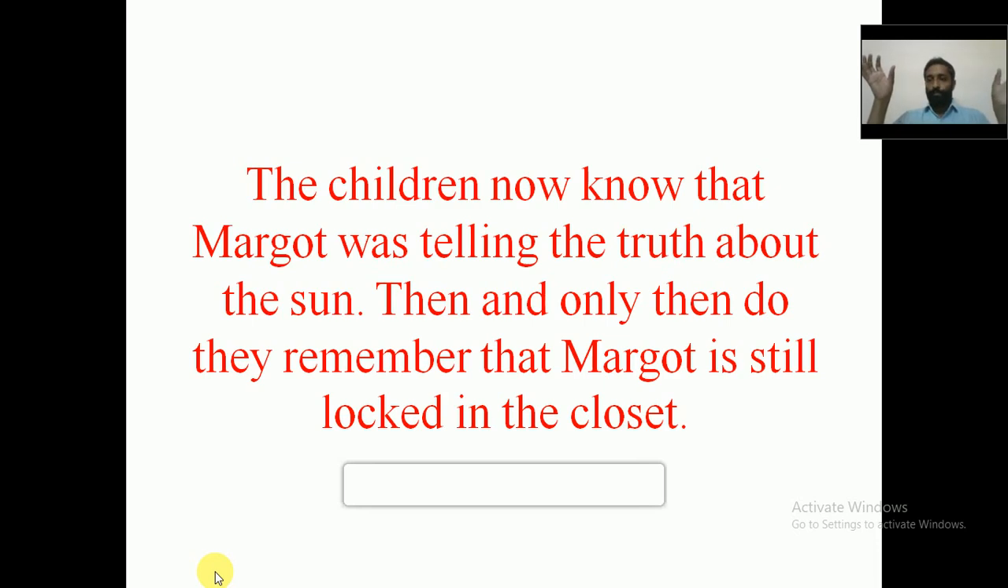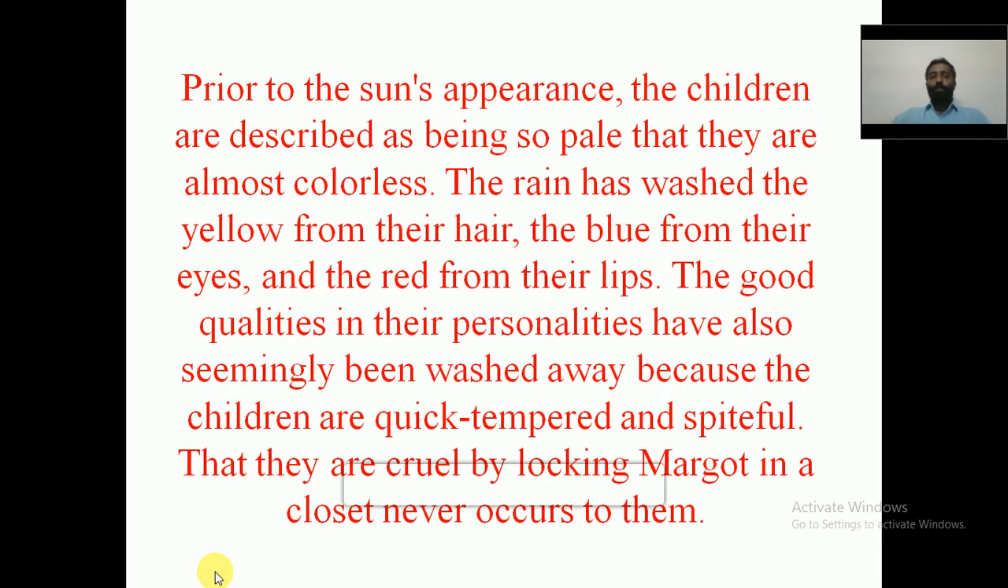Before the appearance of the sun, the children are described as being so pale. Pale means without any color, that they are almost colorless. The rain had washed the yellow from their hair, the blue from their eyes, and the red from their cheeks, which means they did not have any emotions. That's the reason they look pale. Pale means without any color.